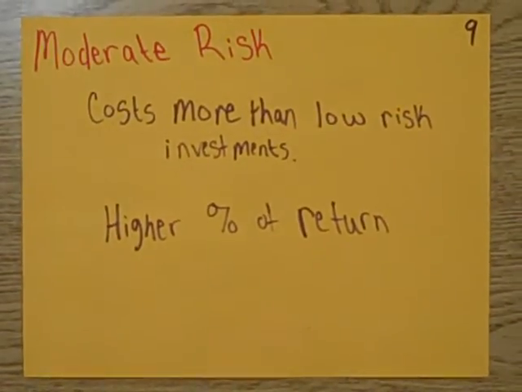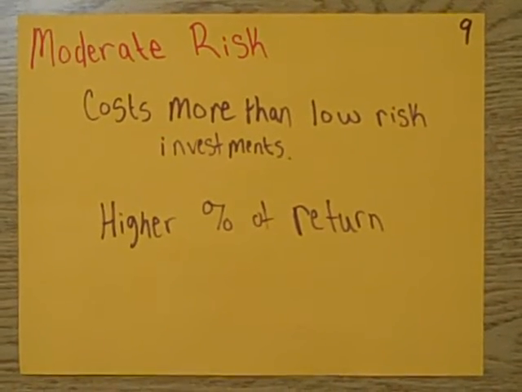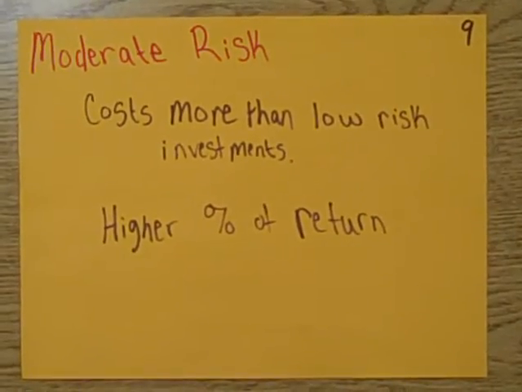After low risk comes moderate risk. It costs a little bit more than low-risk investment, but it has a higher percent of return. Some examples of this are real estate and mutual bonds.